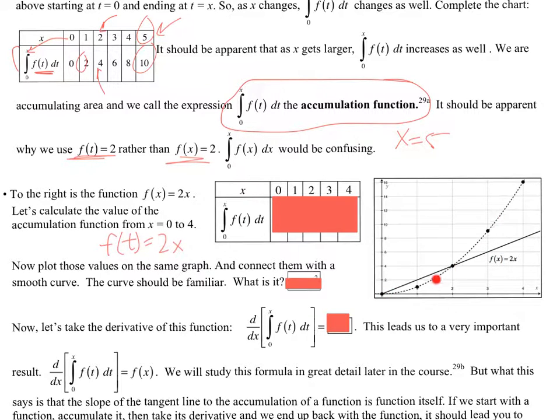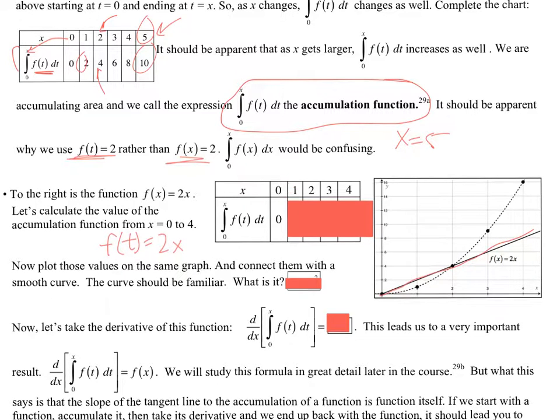Ignore this dotted line graph for a second. We've graphed f of t equals 2x right here. It is a line with a y-intercept of 0, slope of 2. So if we go ahead and plug 0 into the accumulation function, we're doing the integral from 0 to 0 of f of t dt, which is 0.